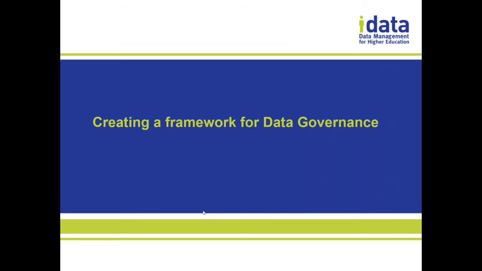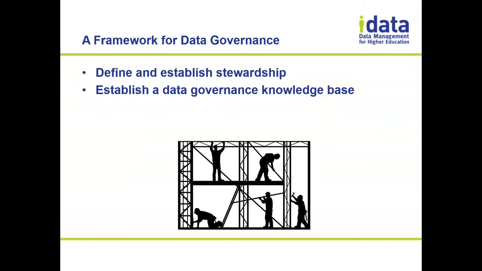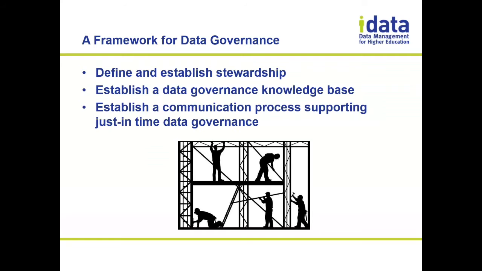All right, so that's the background. So let's talk about the major best practices. So the first is, in order to do data governance, you really need to create some sort of framework upon which to hang it, right? From whatever piece you want to focus on. So that framework really starts with defining and establishing stewardship, establishing a data governance knowledge base, and establishing a communication process that supports just-in-time data governance. All right, so let's go into each one of these and talk about what are the best practices behind them for that framework.